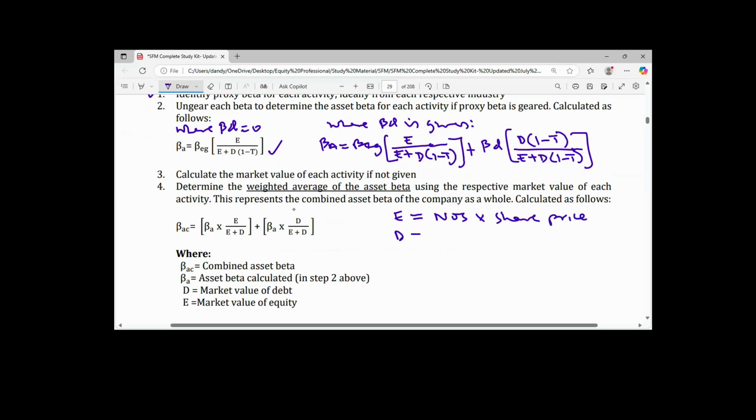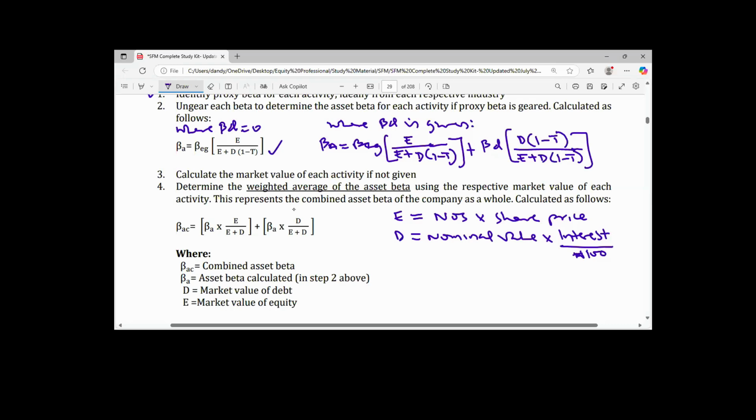Value of debt will be calculated as nominal value multiplied by interest divided by 100 naira, because debt is always quoted at 100 naira per unit. So you go ahead and calculate market value of equity. You also calculate market value of debt.